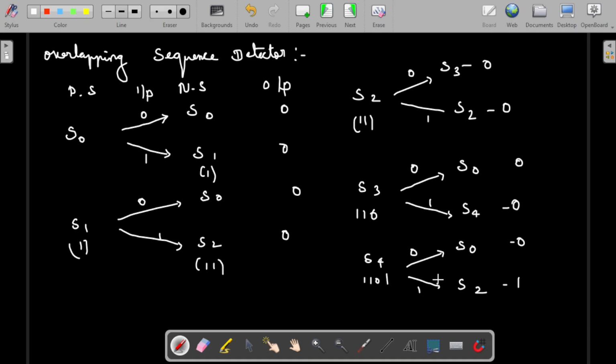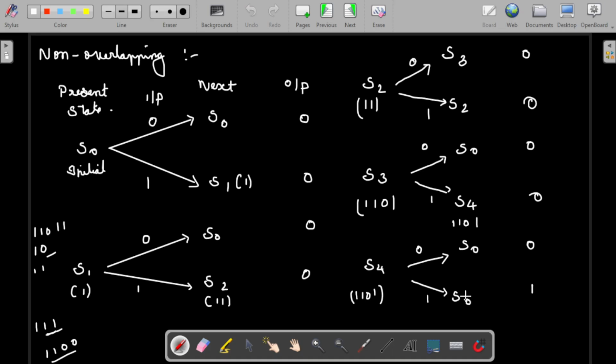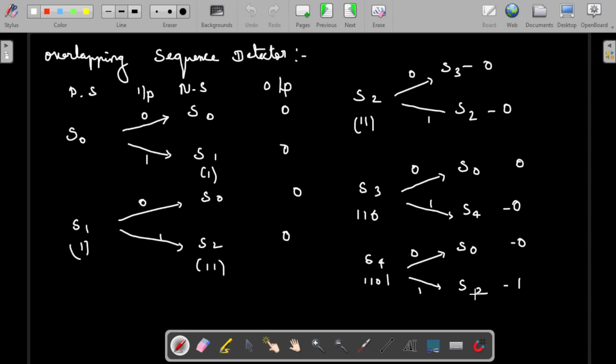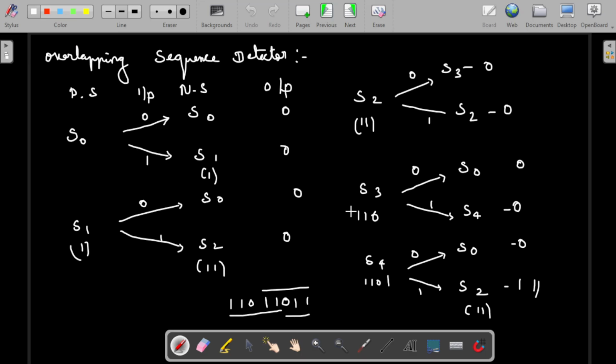Previously, we saw that it would go to S0 because the sequence was completed. But here there is some overlapping. Once this is done, it will not go to S0; it won't start from here, it will start from here. So after this 1 1, it will be in S2. This is the only difference we have here, and the rest is all the same. In the sequence detector, if the input is different, then the sequence will change. So let us now draw the state diagram for this one.